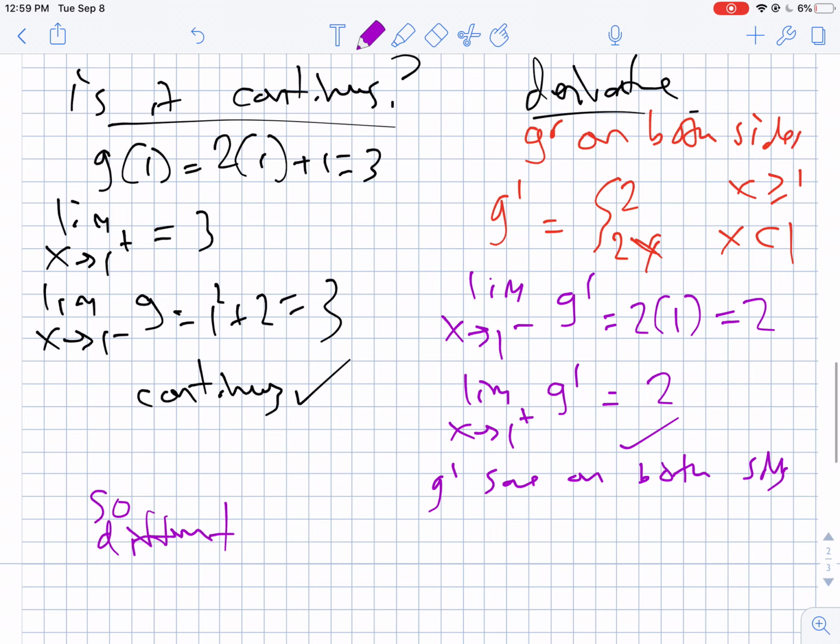And again, both of these must be true. If you get different values from the left side and from the right side, if those are different, it would not be differentiable.